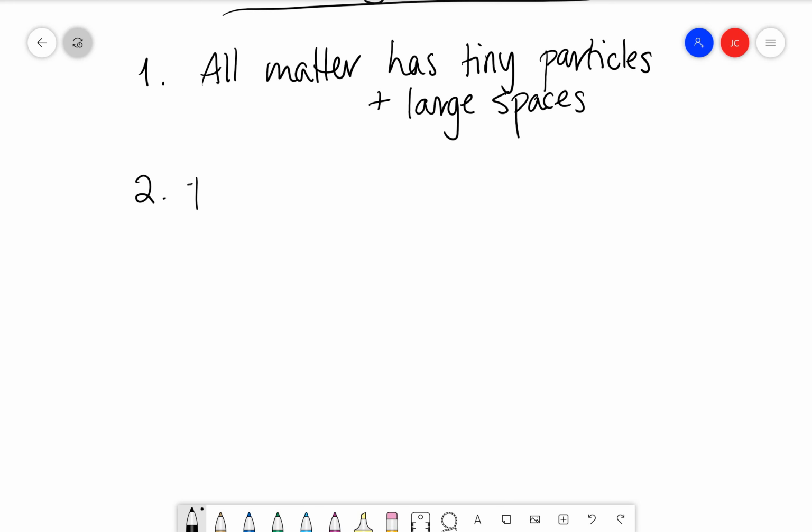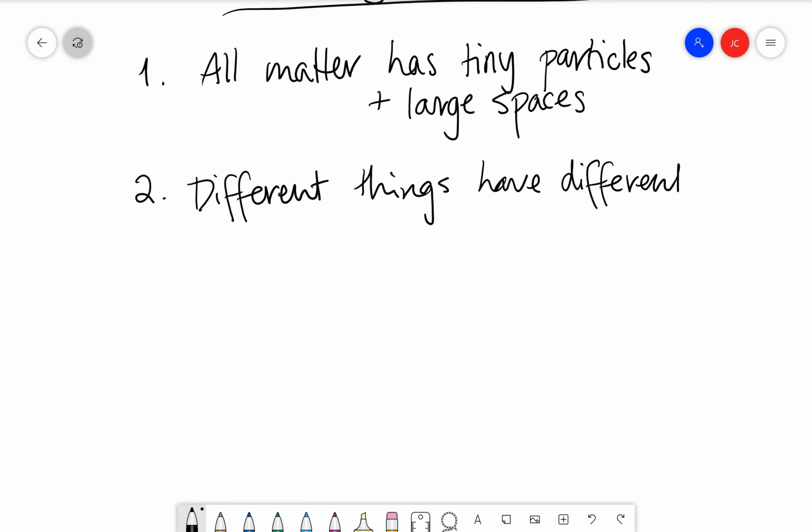Second thing, different substances, different things, have different types of particles. And this is kind of common sense. We've learned in chemistry about obviously different atoms and molecules and all sorts of things, and different things in the world are made up of different combinations of these.